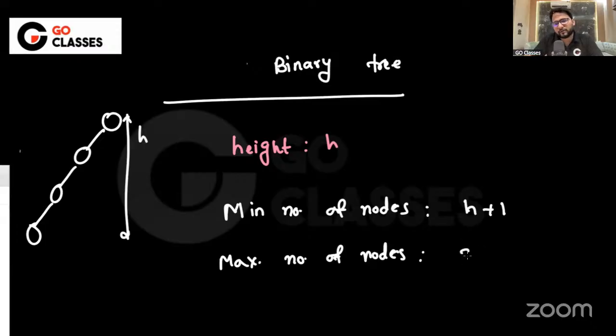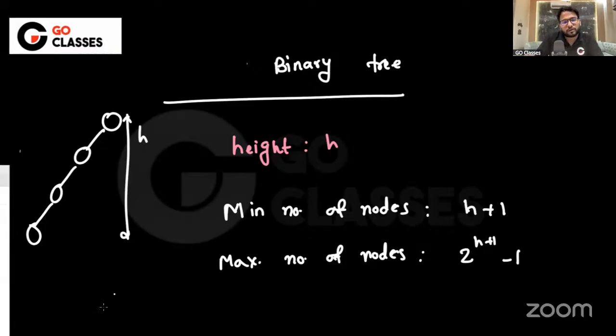Maximum is the same everywhere, which is 2 power h plus 1 minus 1, because you have to fill all the levels. There is no difference in the maximum. Understood? Okay, so I hope that's fine.